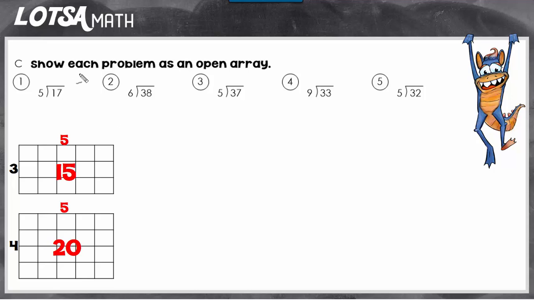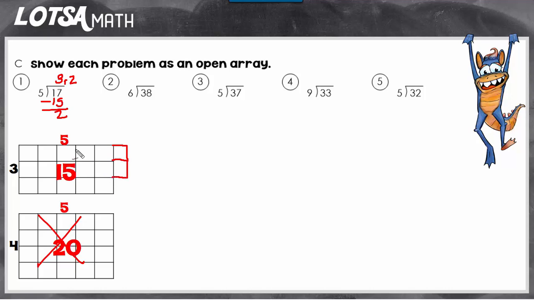So I'm going to go ahead and find the quotient for 17 divided by 5. So it's going to be 3, remainder 2. And these are important because it tells you how you're going to make your open array. You're going to make your open array with one length of 5 and one length of 3. So we're going to use this one. The remainder 2 means the leftovers that aren't part of the array. So I'm going to need 2 more. So I'm just going to tack on 2 more squares.